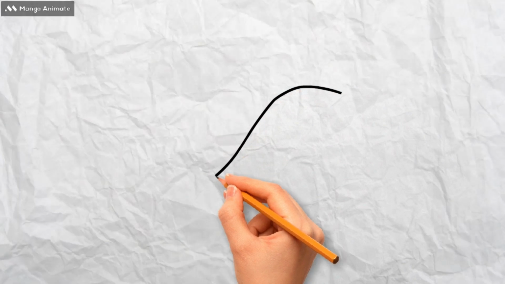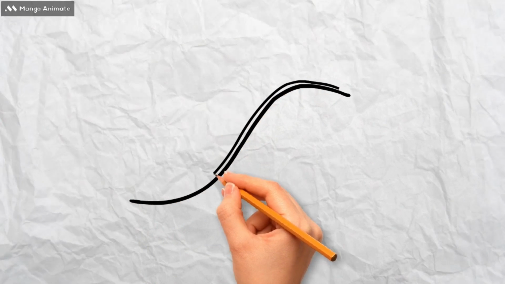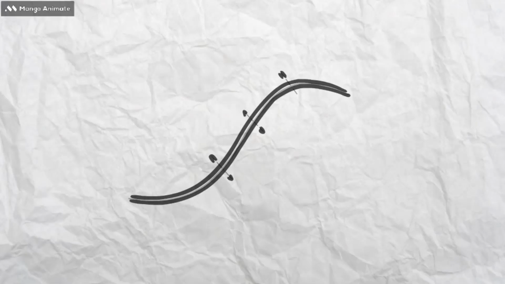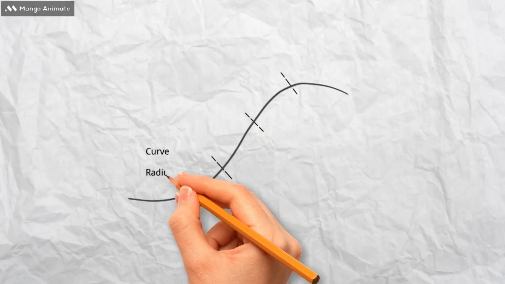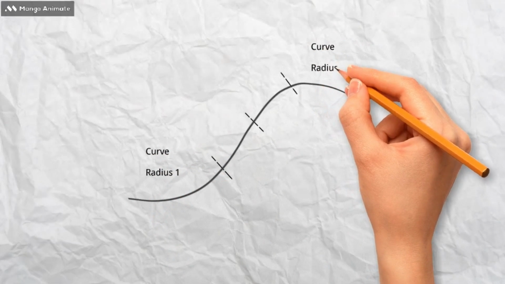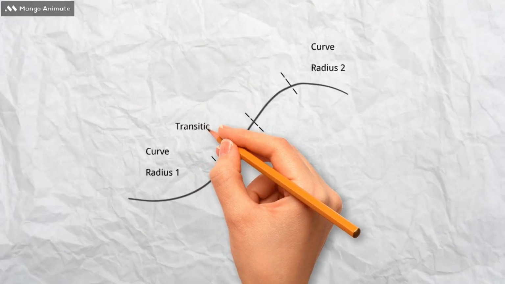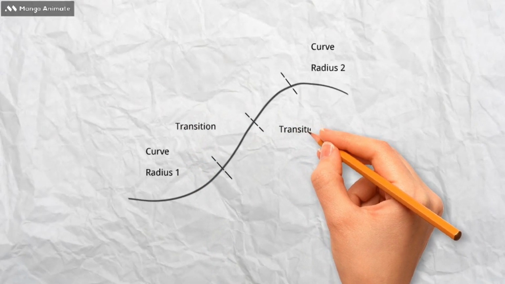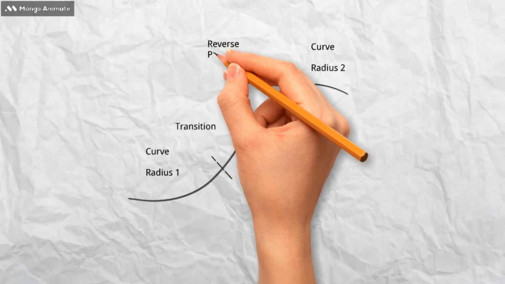A reverse curve is when the two curves are of different flexure or hand. In this case, two transitions are required. The transitions are placed either side of the reverse point. At this point there will be zero cant, and it is here that the change of curve direction occurs.